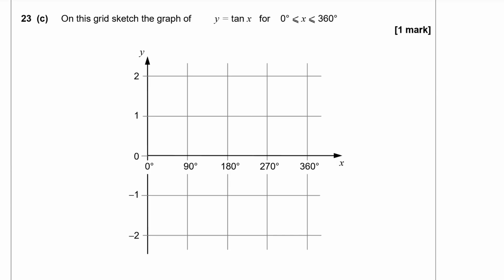Right, finally, on this graph, sketch the graph of y equals tan x. So basically we just need to remember what the tan curve looks like. So if you remember, the tan graph has a period of 180 degrees, and it has asymptotes at 90, and then also at every 180 degrees after that, so it's going to have another asymptote there at 270. Okay, it's going to go through 0, 0, and it's going to pass through 180, and it's going to pass through 360.